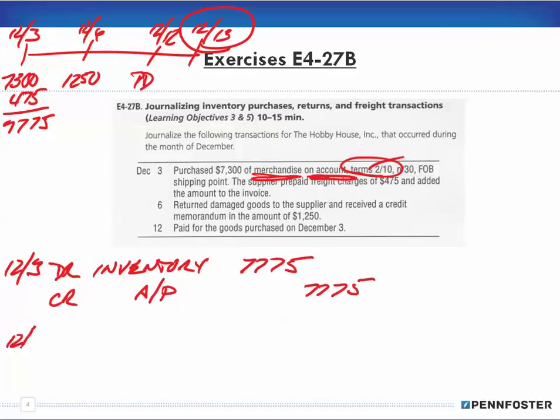And on 12/6, it says I'm returning damaged goods to the supplier and receiving a credit memorandum in the amount of $12.50. Remember, if it's a credit memo, all we're doing is reversing the original entry in proportion to whatever we're returning. Since I write my debits before my credits, I look at my credit to accounts payable, so that becomes a debit to accounts payable in the amount of $12.50. And I'm going to credit my inventory for $12.50.